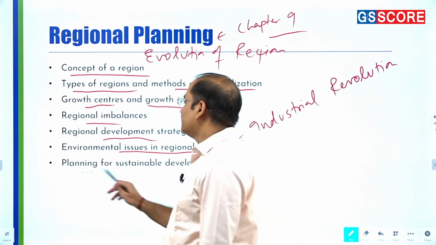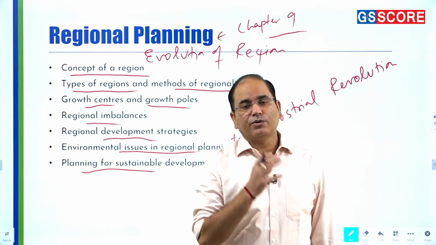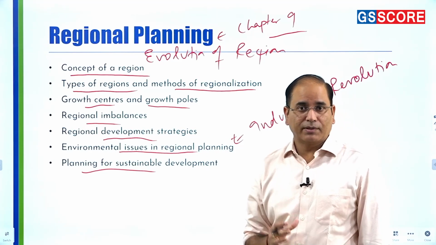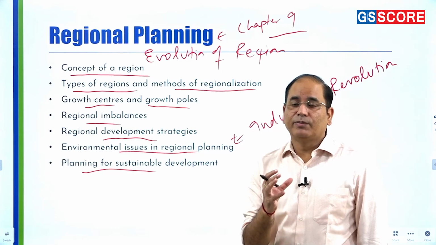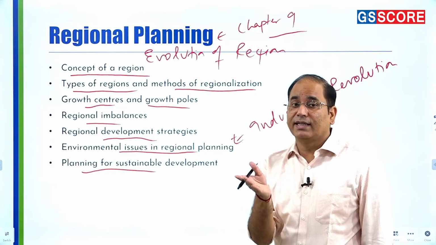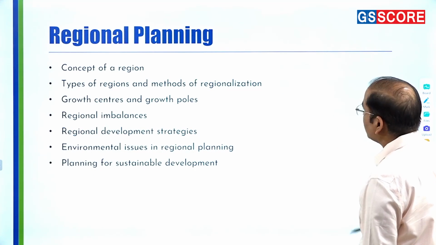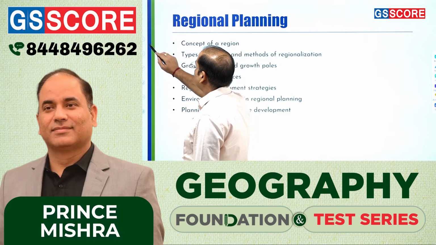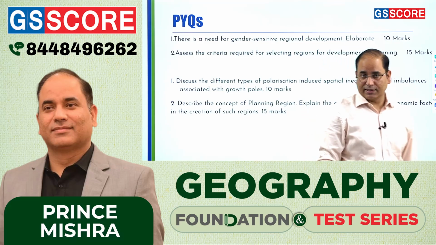Ultimately, to take care of this kind of problem, we need to go for planning for sustainable development. Whatever strategy we follow should be more in sync with sustainable development. That is the kind of development which will fulfill the requirements of the present generation, but also will not hamper the requirements of the future generation.